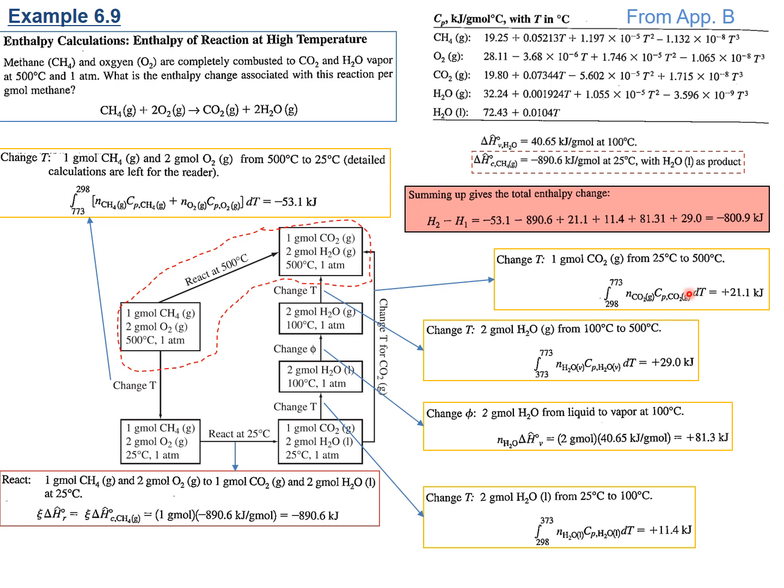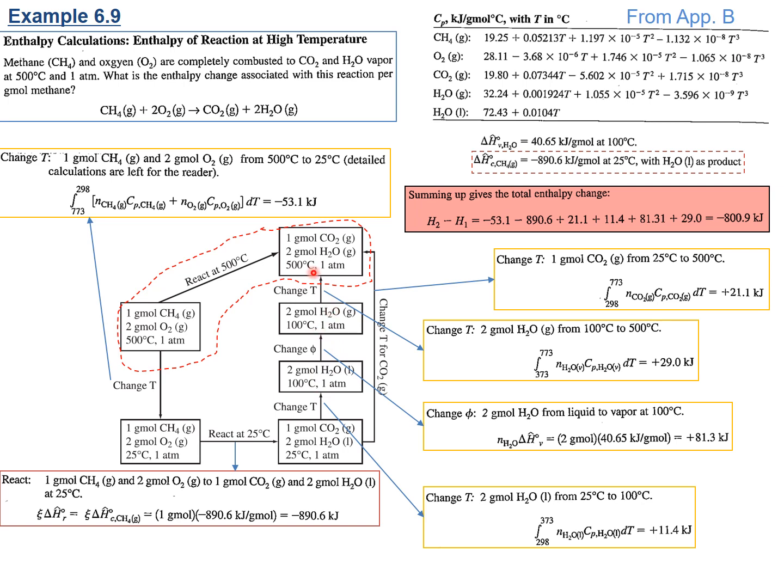Why are the water molecule and CO2 molecule going through different pathways? Because water should experience the phase change before going to 500 Celsius degree. However, CO2 doesn't need to experience the phase change. CO2 is gas between 25 Celsius degree and 500 Celsius degree. So we have a shortcut pathway for CO2. However, for H2O, we have 1, 2, 3 steps there.